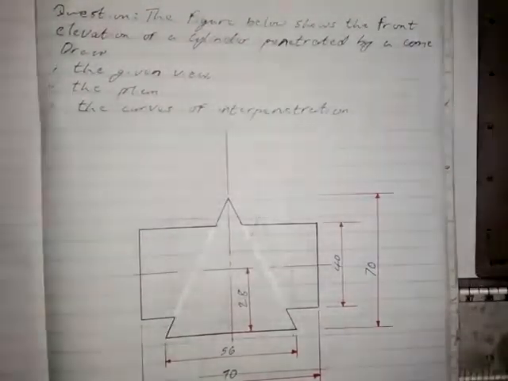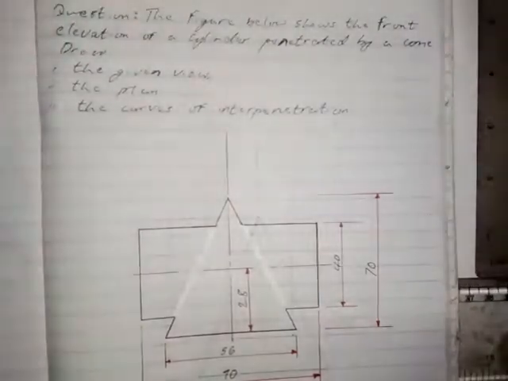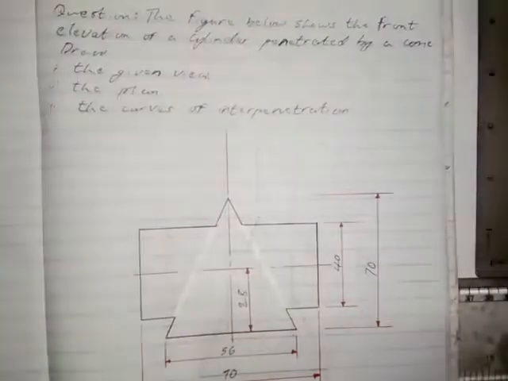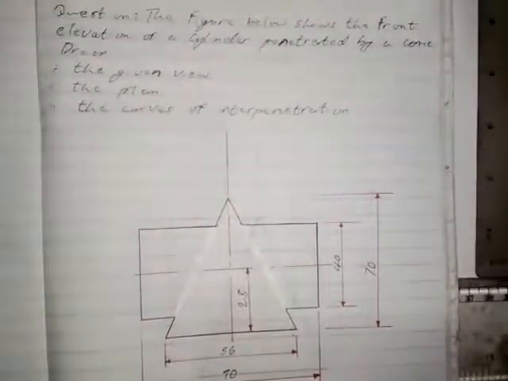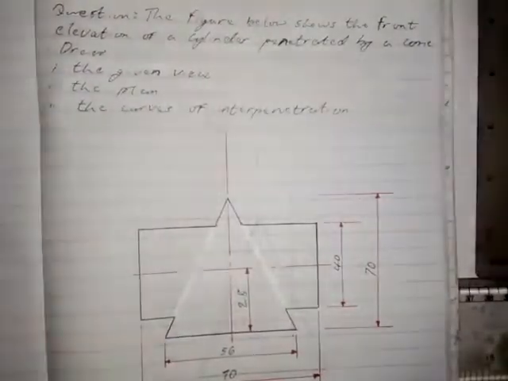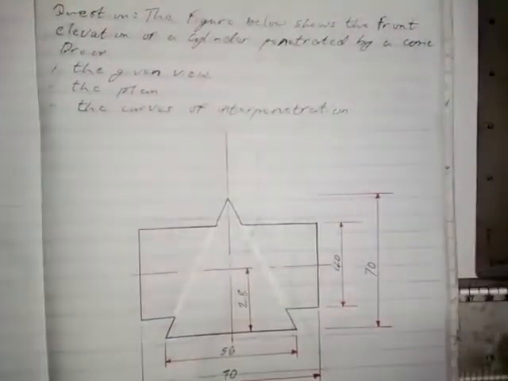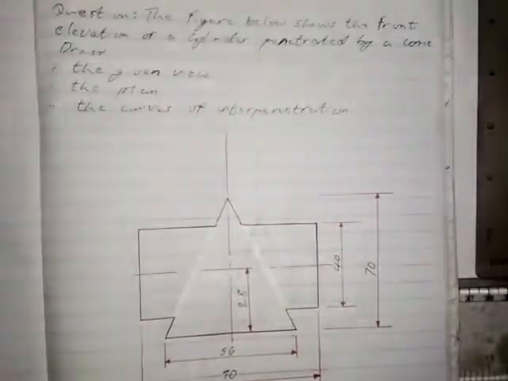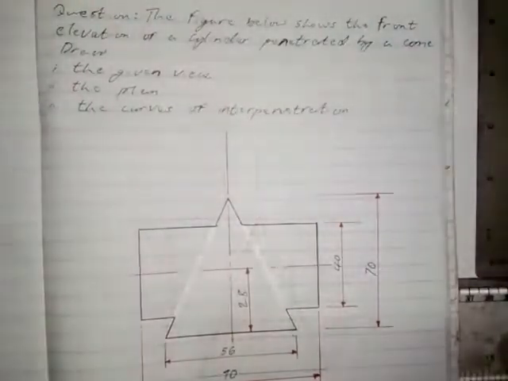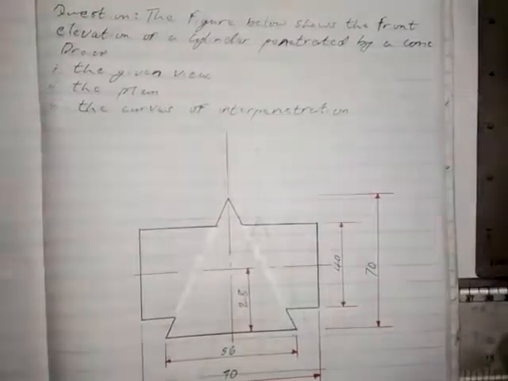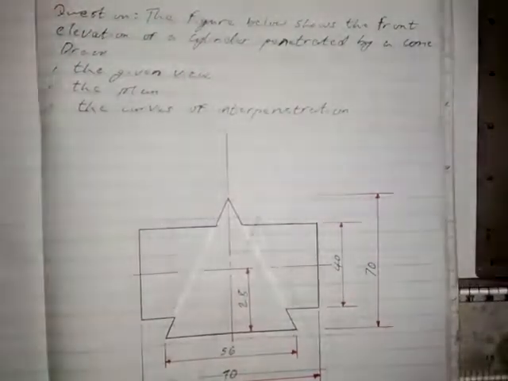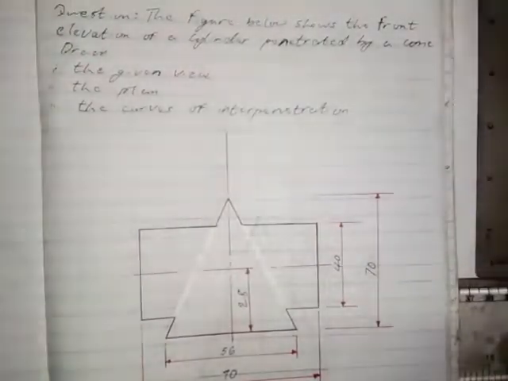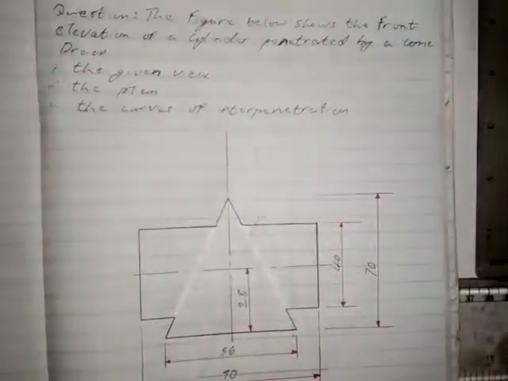Now, this question that you have on the screen has to do with the intersection of a cone and a cylinder, or let me say it in this way as it is written here, that we have a cone that penetrates a cylinder. The question below shows the front elevation of a cylinder penetrated by a cone. Draw the given view. That's Roman figure 1, and Roman figure 2 says that we should draw the plan, and Roman figure 3 says that we should draw the curve of interpenetration.